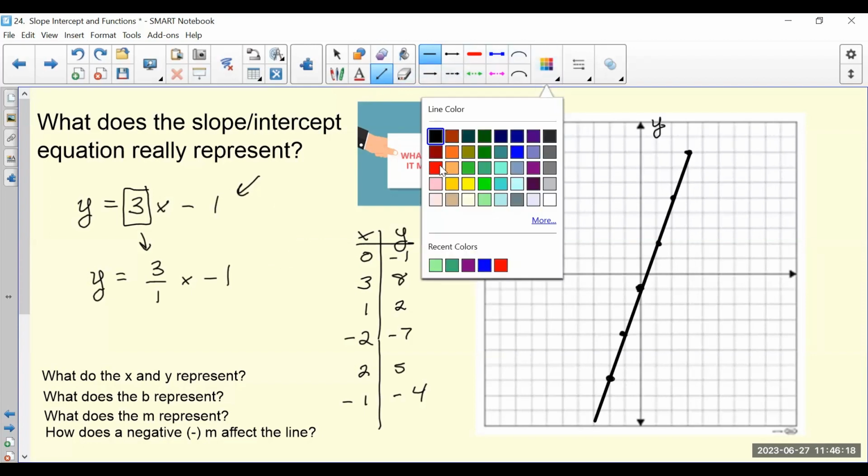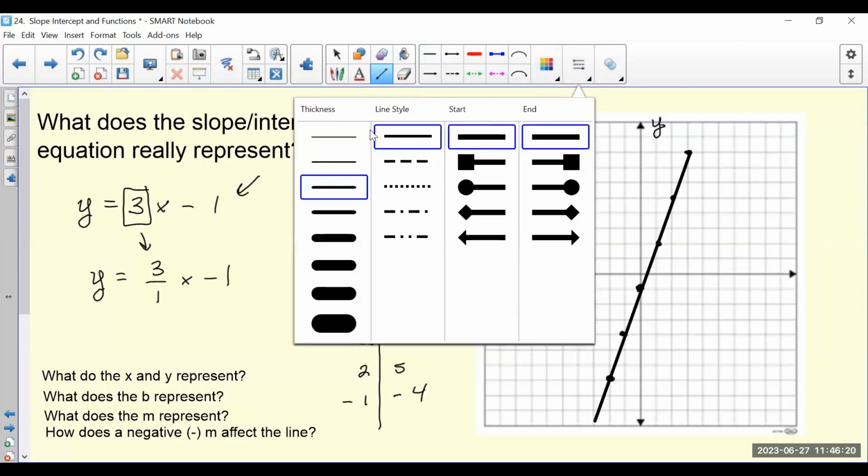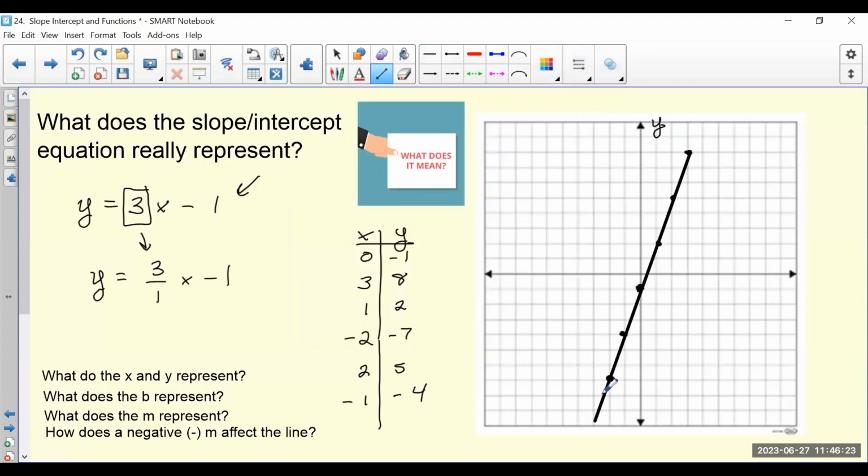Let me change colors here. Go to red. Keep it thin. If we look from point to point, as we are going from this point to that point, we are going over 1. And from this point to that point on the x, we're going over 1. And from this point to that point, we're only moving over 1. But we're going up 3.